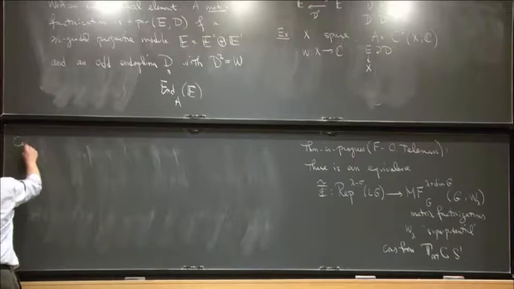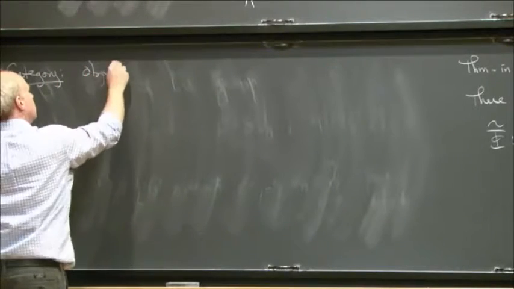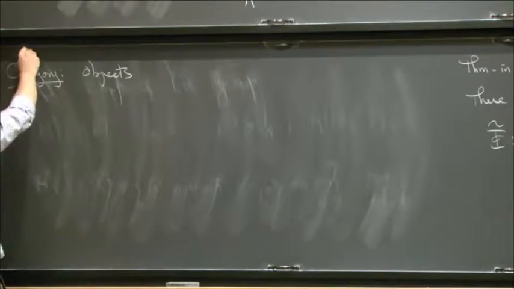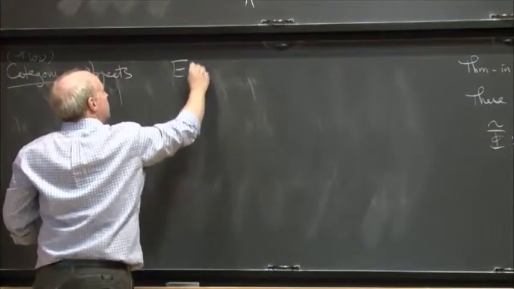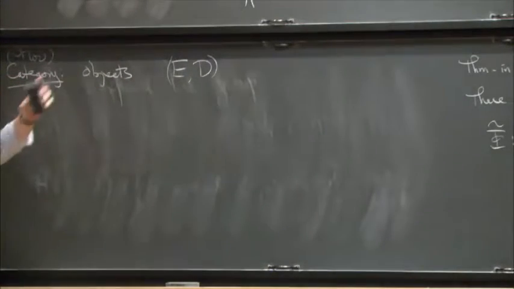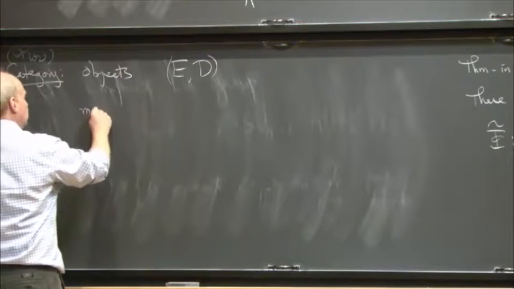So you can make a category where the objects, and this I think is Orlov, are these pairs (E, D), consisting of these vector bundles and this odd endomorphism.